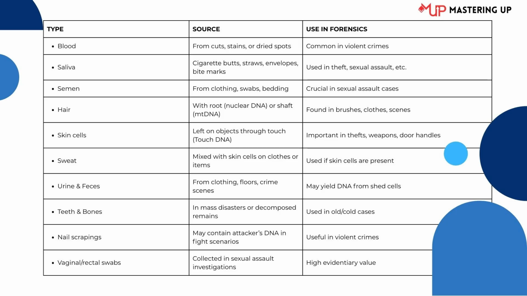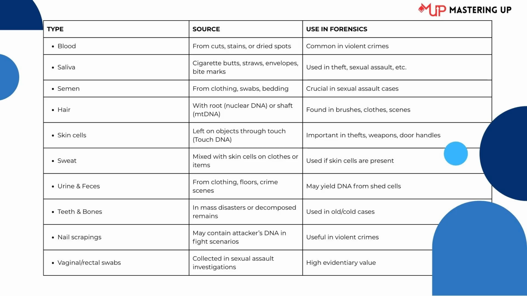Urine. It contains DNA from cells that are shed from the body. However, it is not always a reliable source as DNA quantity can vary and samples degrade faster. Teeth and bones. Used especially in mass disasters, cold cases, or when remains are decomposed. Teeth and bones can preserve DNA for years. They help identify missing persons or unknown deceased individuals when other evidence is unavailable.